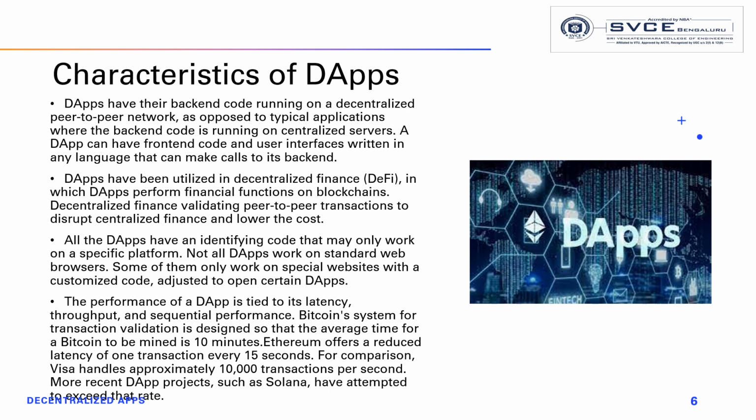Next will be characteristics of decentralized applications. Decentralized applications have their backend code running on a decentralized peer-to-peer network as opposed to typical applications where the backend code is running on centralized servers. A DApp can have front-end code and user interfaces written in any language that can make calls to its backend.